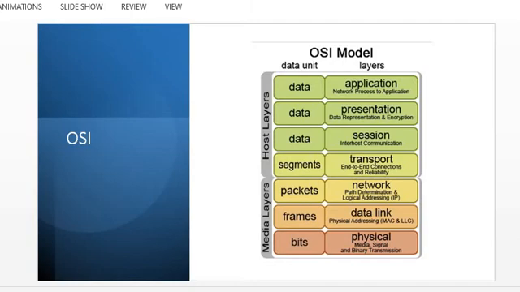And two key things that we can take away from this is that one, it's a layered architecture and it allows or facilitates peer-to-peer processes in the communication systems.